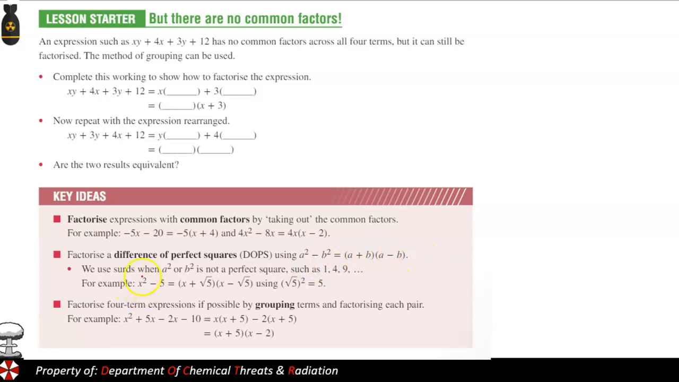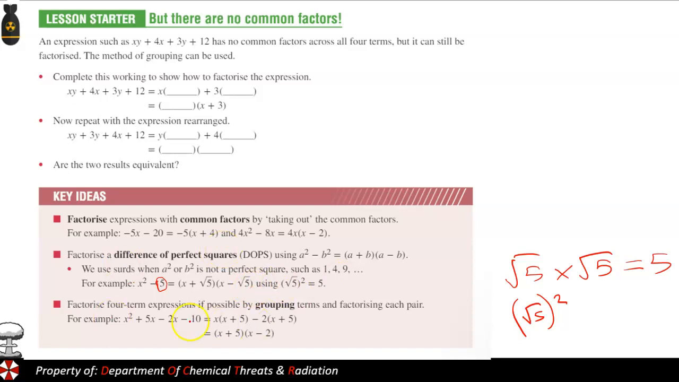So an example is if we have x squared minus 5. This is not necessarily obvious because you're like, well, 5 is not a perfect square, but the square root of 5 times the square root of 5 equals 5. So suddenly we can say the square root of 5, squared, is now a perfect square. So what we've done is we've changed that to (x plus square root 5) times (x minus square root 5). We're using that difference of perfect squares rule there.